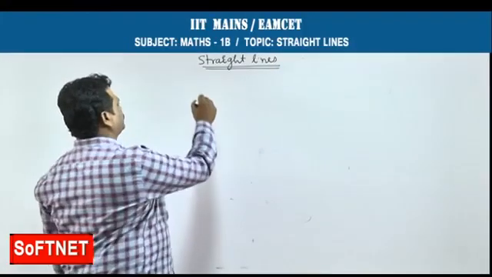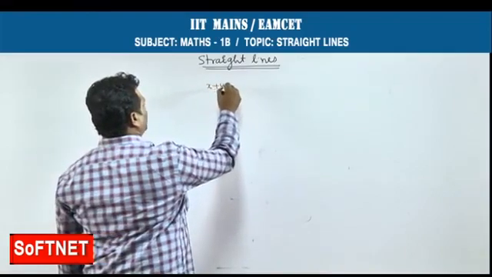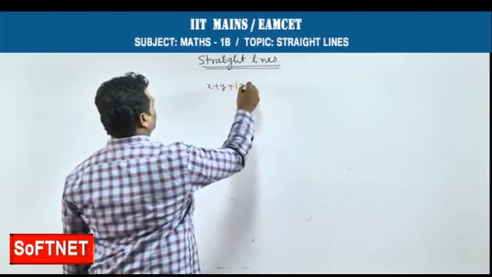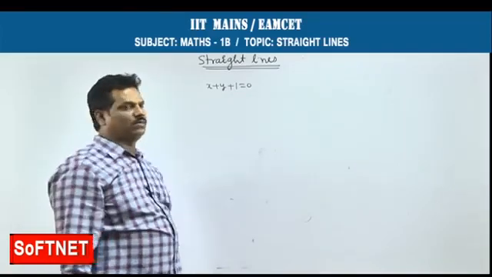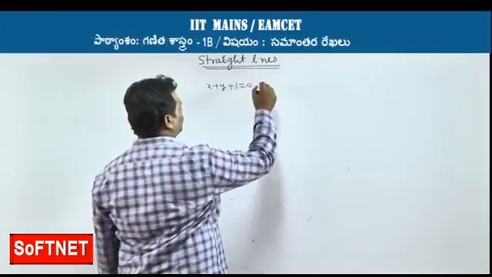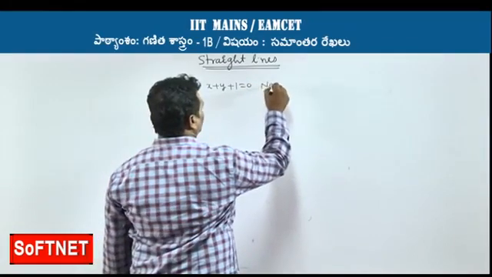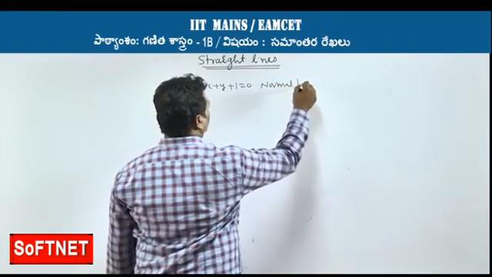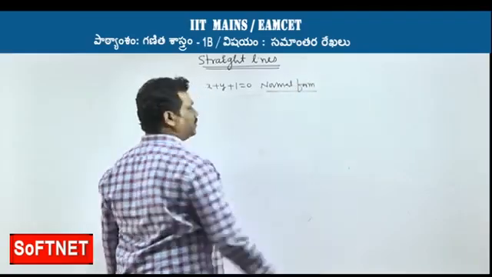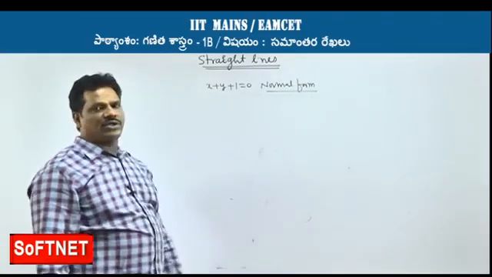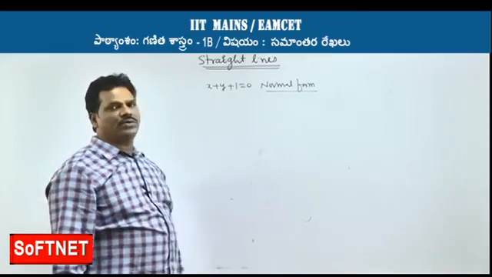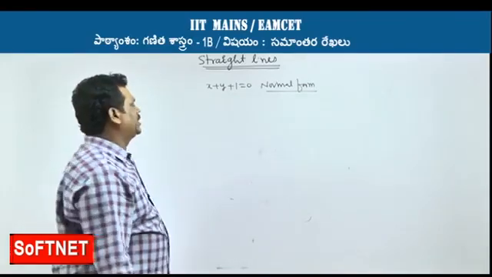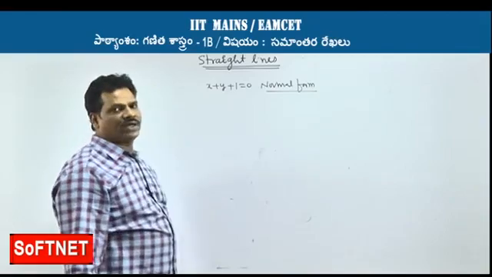For example, take x plus y plus 1 is equal to 0. This equation is to be converted into normal form. What is the procedure? The right hand side must always be positive. After that, divide the equation by root of a square plus b square and compare it to x cos alpha plus y sin alpha equal to p.